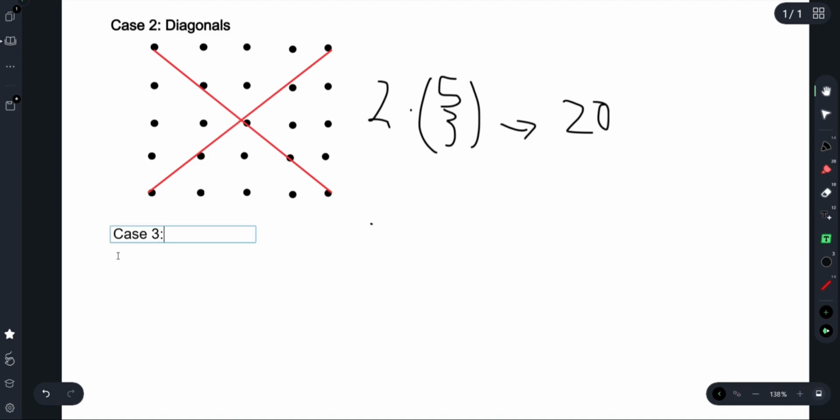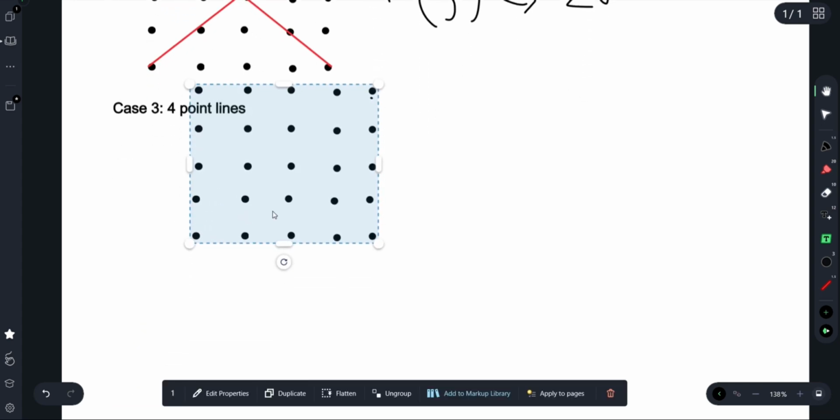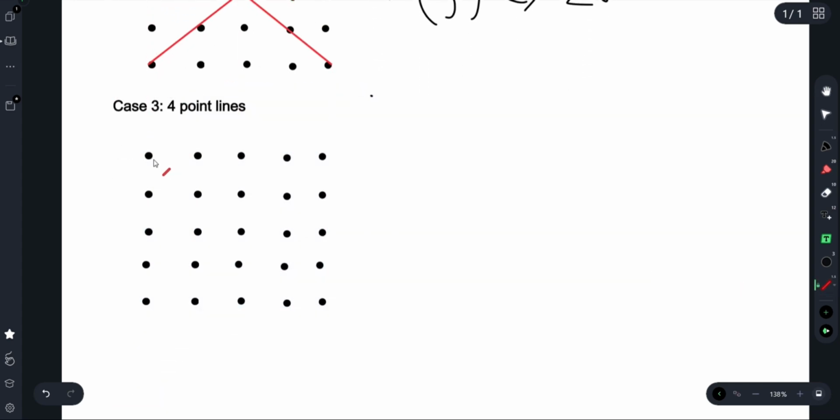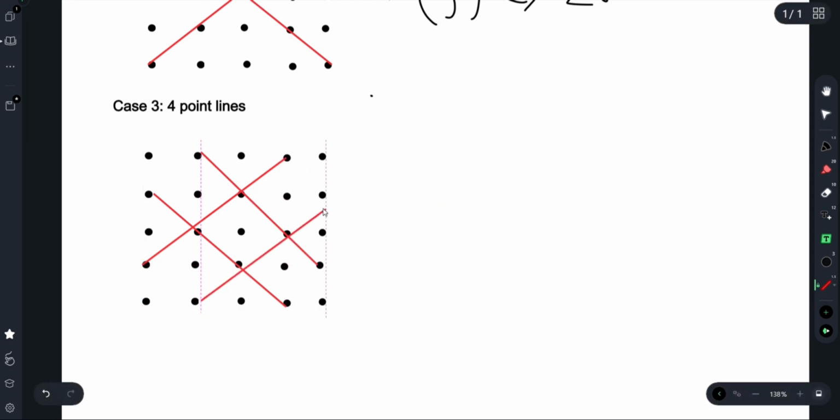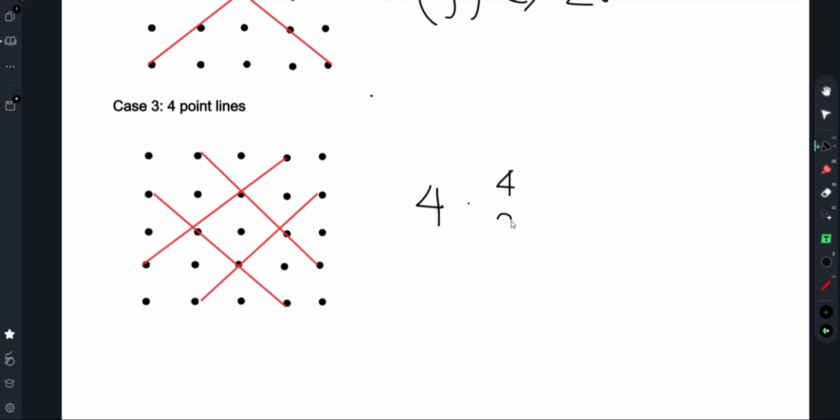Case 3, 4-point lines. So you might be like, what is a 4-point line? Well, a 4-point line is something like this. These also have area 1 because it's just a line. 4-point line, and 4-point line. So there's only 4 of these. So 4 times, there's 4 points to choose from, and you have to choose 3 points out of 4 to make a triangle. So this is 16.